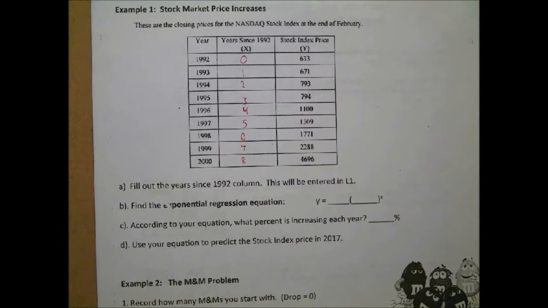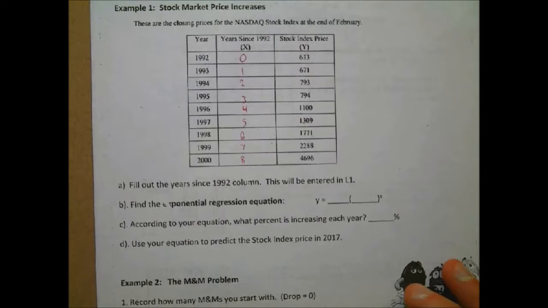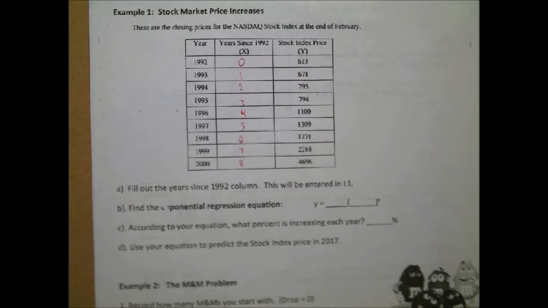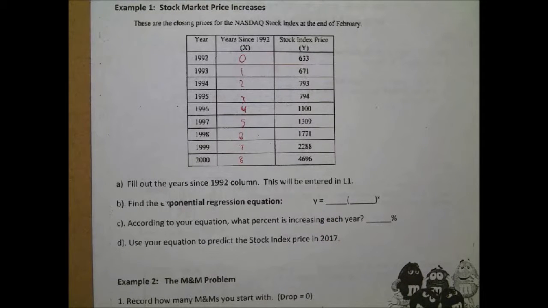All right. So we filled out the years since 1992. That's going to be in L1. Now we're going to find the exponential regression equation. So go ahead, use your graphing calculator, and come up with the exponential regression equation right here. Type the data in, see if you can do it. If you got left behind for the last problem, try it now, and I'll come around and help you if you get stuck. Remember, you want to use EXP reg.